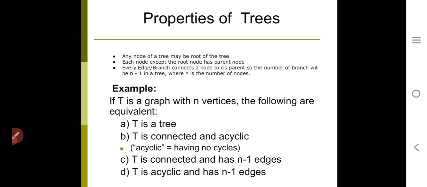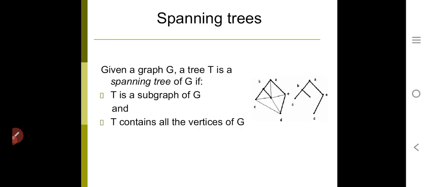These are the properties of a tree. Then we saw what a spanning tree is. A spanning tree is also one of the subgraphs of a graph. So the subgraph is called a spanning tree with some conditions. The subgraph that contains all the vertices in the basic graph G is called a spanning tree.